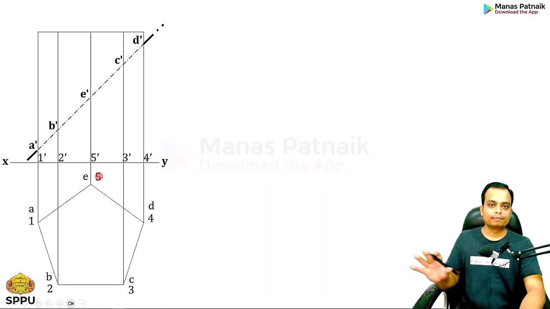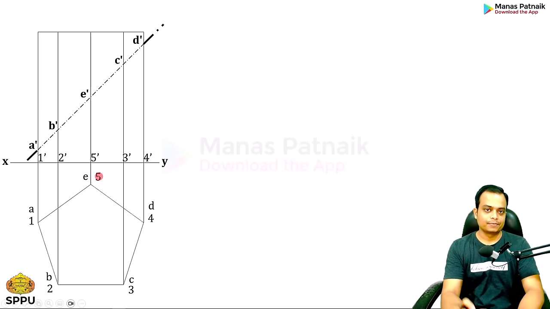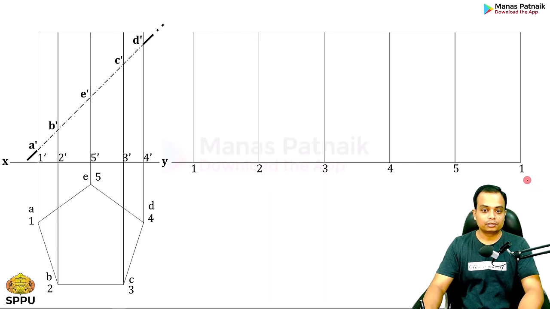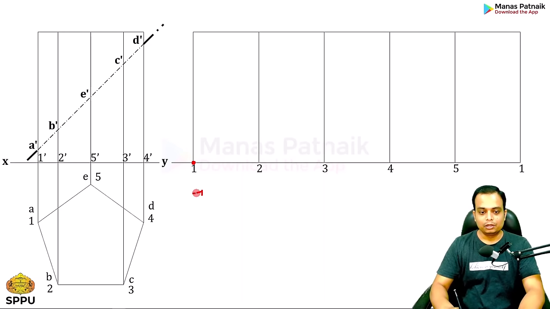Right. Now, the front and top views are complete. There is no additional information that you have to give. You just need to make the development. How to do that? First of all, draw a horizontal line. Simply make a point, name it 1, and then mark these points at distances of 30, 30, again 30, again 30, again 30.